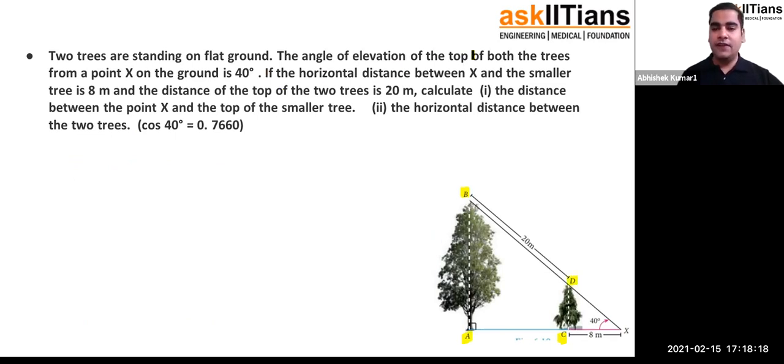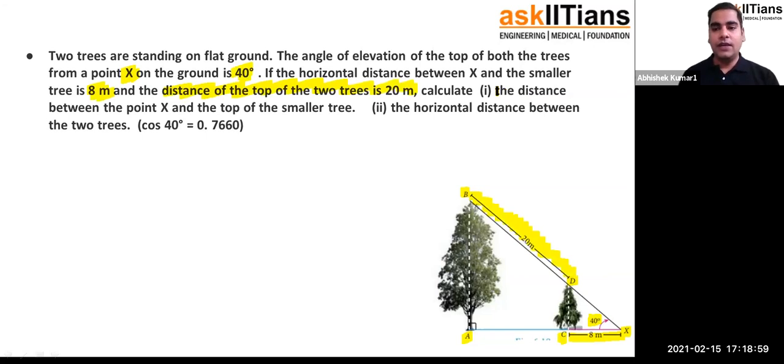The angle of elevation of the top of both the trees from a point X on the ground is 40 degrees. So this is the angle of elevation, 40 degrees, and this is the point under consideration, denoted by X. The horizontal distance between X and the smaller tree is 8 meter. So they are talking about CX, which is 8 meter. I have highlighted that. And the distance between the tops of the two trees is 20 meter. That means this distance, BD, is 20 meter.